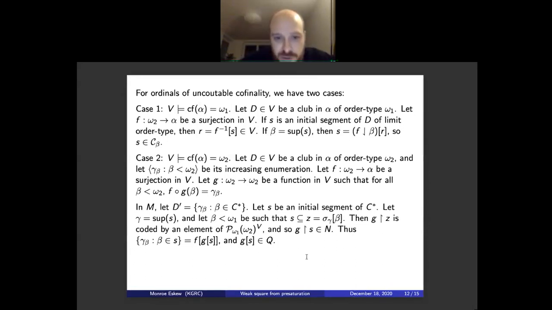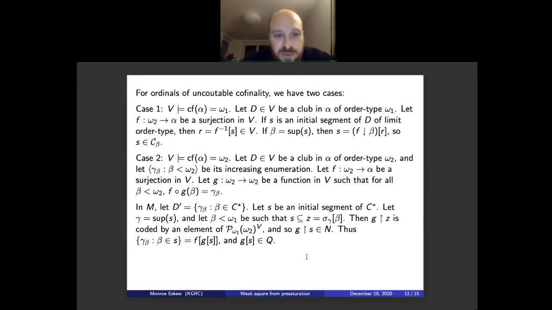So this is a little more complicated, but what we do is work in V, pick a club of order type omega 2 in alpha, enumerate it as gamma beta, beta less than omega 2, then take a surjection F from omega 2 to this alpha, then take another function G such that it outputs the club in increasing order according to ordinals less than omega 2. So F after G of beta is gamma beta.